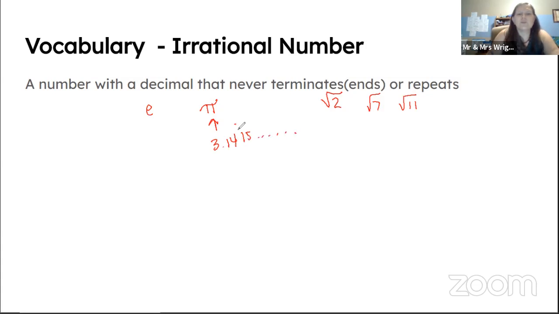Well, we chose a spot, just a spot we felt like cutting it off at and said, okay, we're going to round to that decimal place, and that's going to be an estimate. So pi is approximately 3.14. It is not equal to 3.14. It is approximately, or an estimate of 3.14. Okay, so irrational numbers: numbers with a decimal that never terminates or repeats.